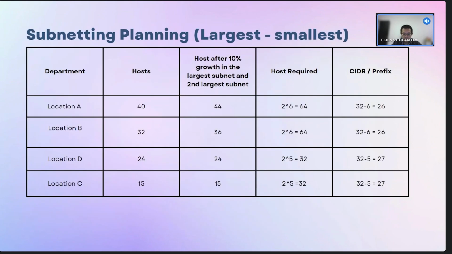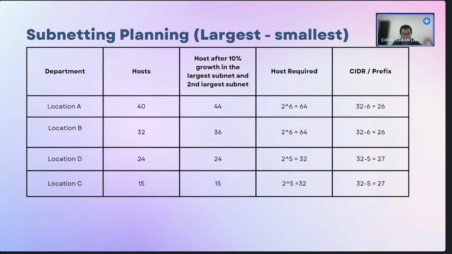VLSM is more efficient for allocating the IP compared to FLSM. VLSM divides the subnet into various sizes and reduces the wasting of resources and address space. It is easily scalable and has more flexibility. So we will see, for example, the highest host to the lowest host.